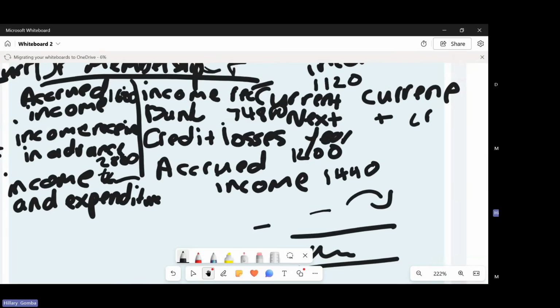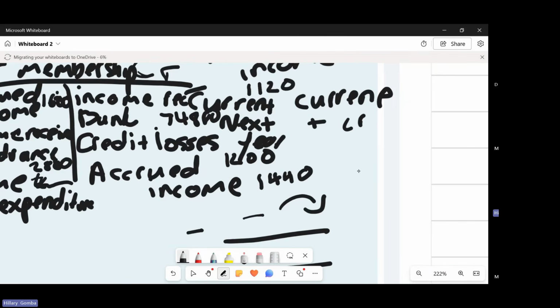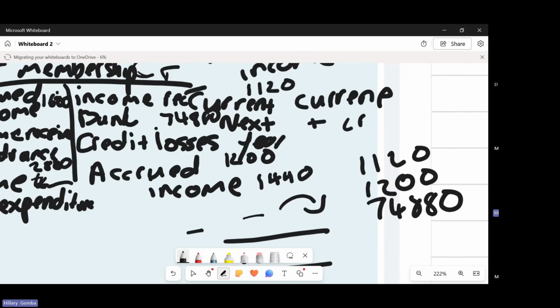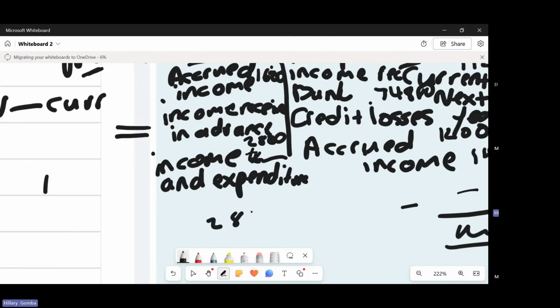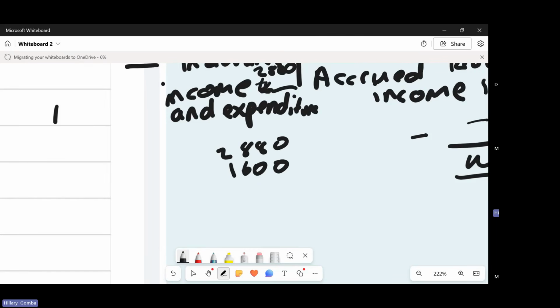So if, let's say for example, on income received in advance we had 1120, and then credit losses we had 1.2, and then the bank it was 74880, and then accrued income was 1440. You add them, and then you subtract 2880, which is on the debit side, and 1.6, which is on the debit side. The remaining amount that you get will be your income and expenditure. Okay, income and expenditure is the balancing figure.